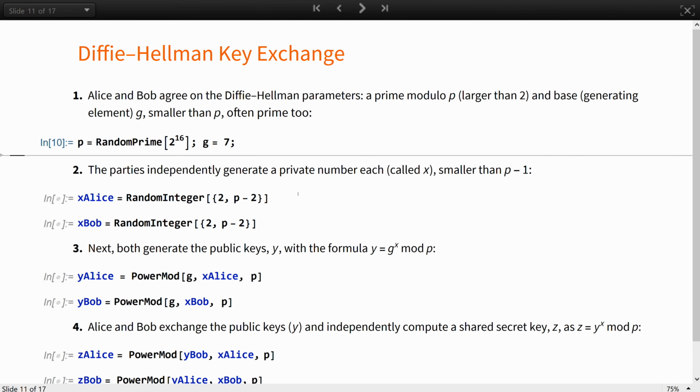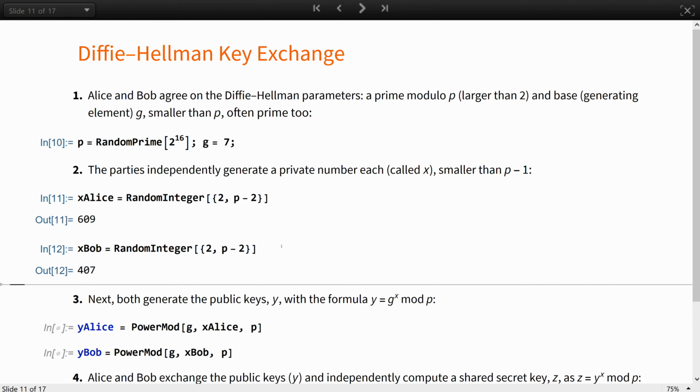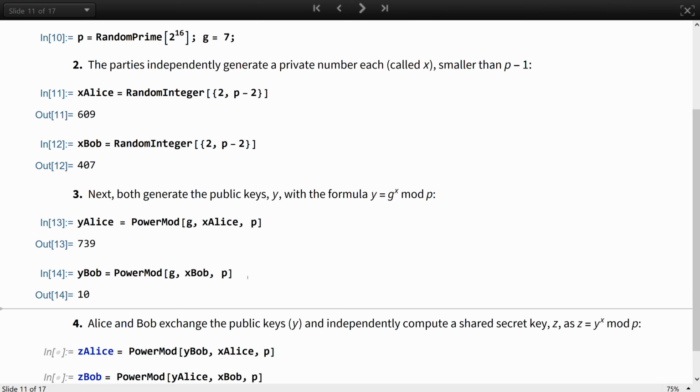Next, the parties independently generate a private number each, called x, smaller than p minus 1. So here is the number Alice gets, and this one is Bob's. Next, they both generate public keys y with the formula y equals the base g to the power of x modulo p. So here is Alice's public number, and here is Bob's.